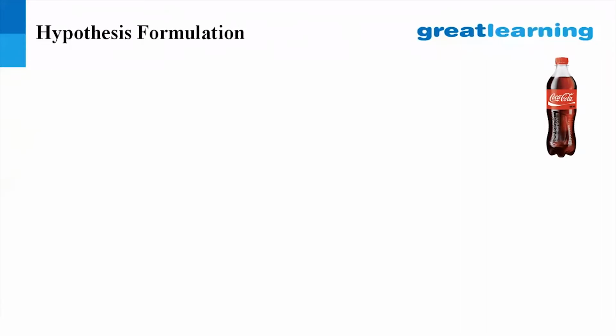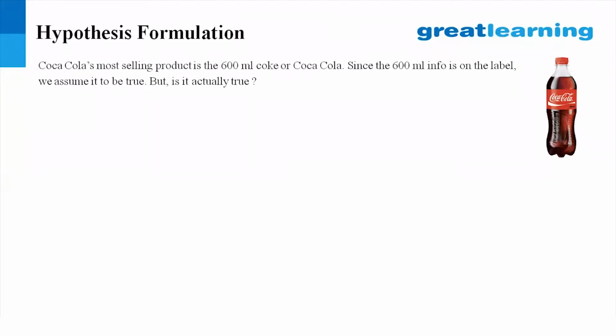problems. So the problem that I have here is the 600 ml Coca-Cola bottle that you get in the shops. If you see, the volume that is mentioned is 600 ml. Now, how do you know that that volume is 600 ml? None of us have measured it. We say that it is a 600 ml bottle and we pay the price for the 600 ml bottle because that information is mentioned on the label. The label says that it is 600 ml.